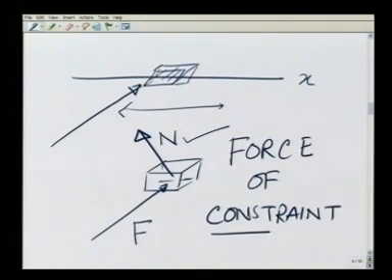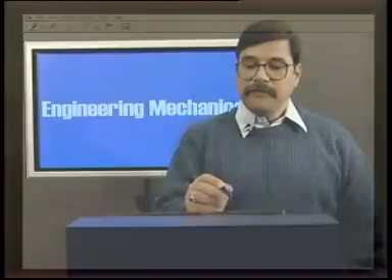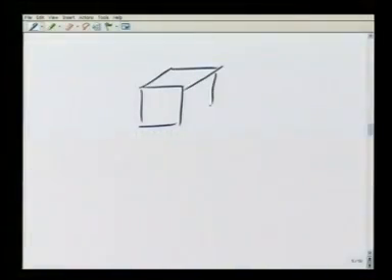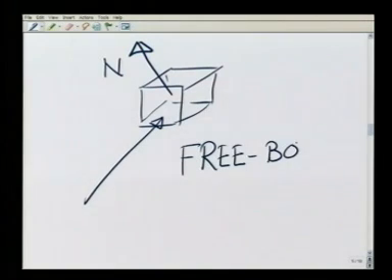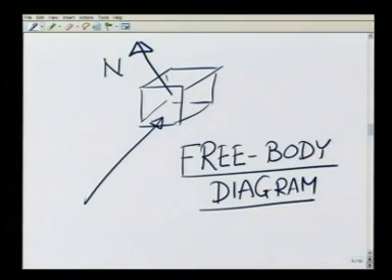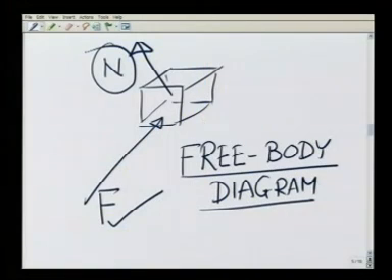To recap, the effect of this wire on this body, I'm making it slightly bigger now, is just to produce a force N, or a force of constraint. If you look at this body, I have replaced the wire by this force of constraint. This is known as the free body diagram. So what do we mean by free body diagram? By that I mean I will draw the body by itself, nothing else, and represent all the forces applied externally or applied by the constraints on it, and that I will call the free body diagram.